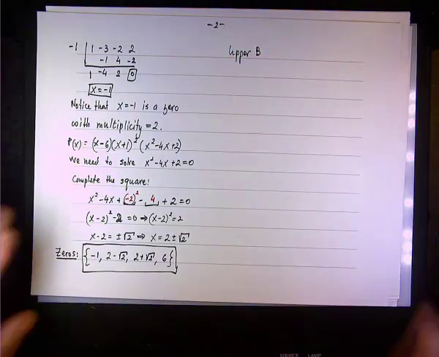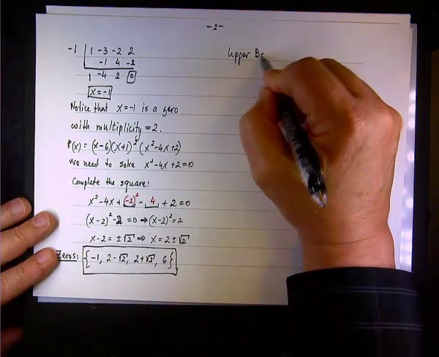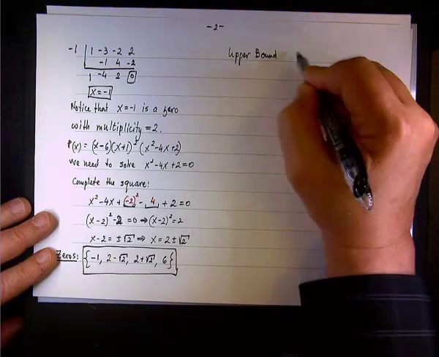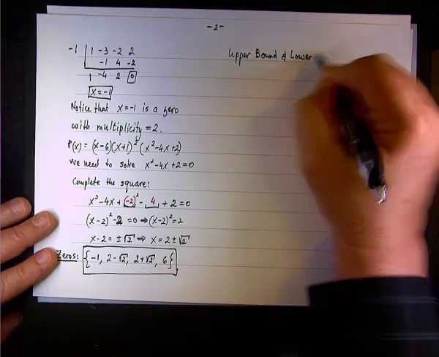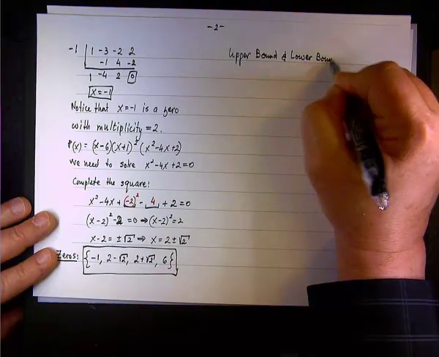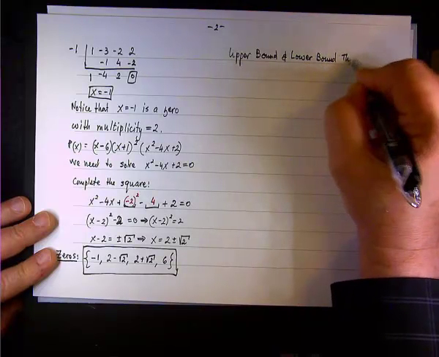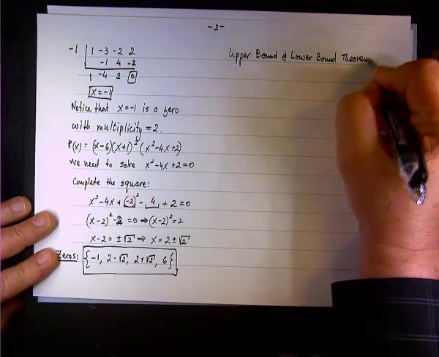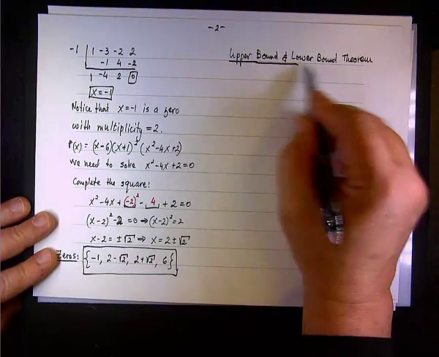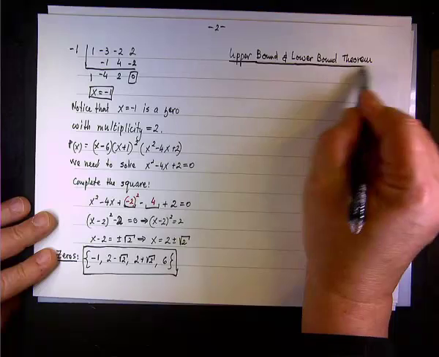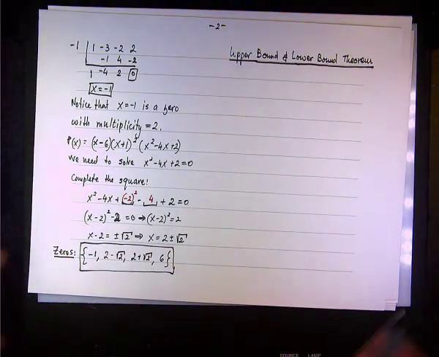The next topic, and this will be the last topic for this section, upper bound and lower bound. Correct. So this theorem is an outcome of the Descartes rule of signs, of variation of sign. It goes like this, okay?